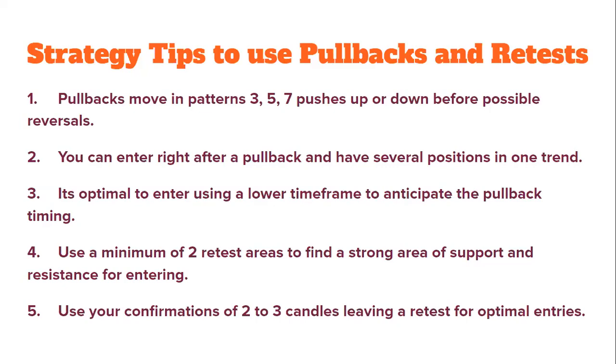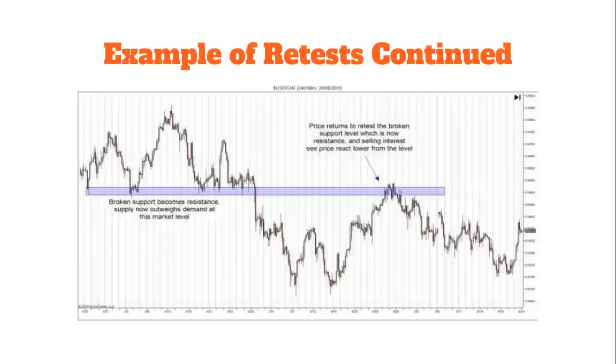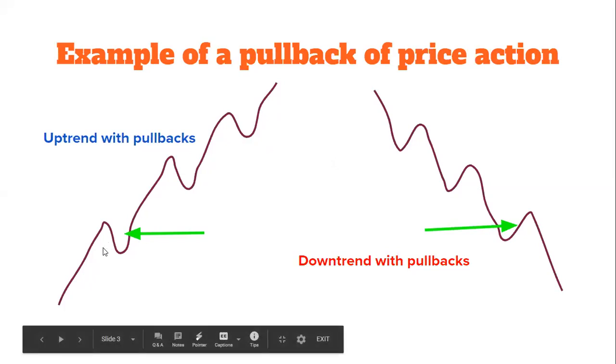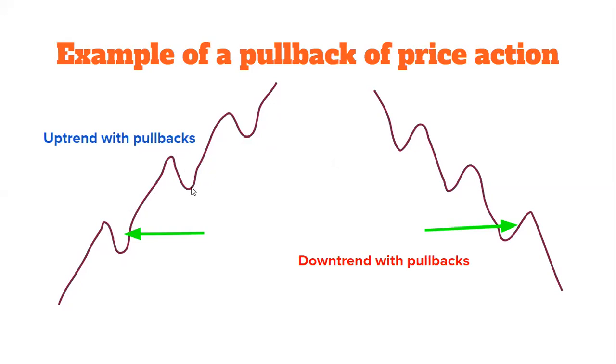The second one is you can enter right after a pullback and have several positions in one trend. Let me go backwards so I can identify what I'm talking about here. So in this example, we had 3 pushes up. This is what I mean by pullbacks. It pushed up once, it pulled back, pushed up twice, pulled back, pushed up a 3rd time, pulled back.